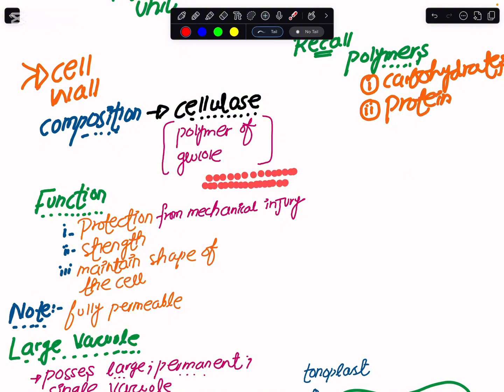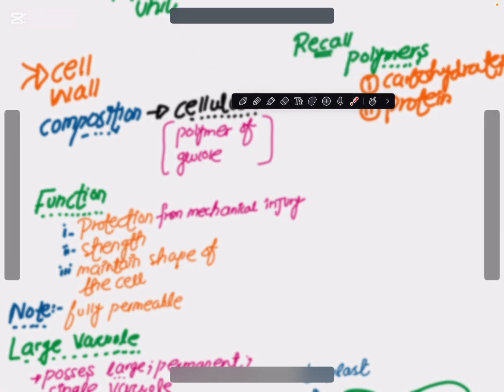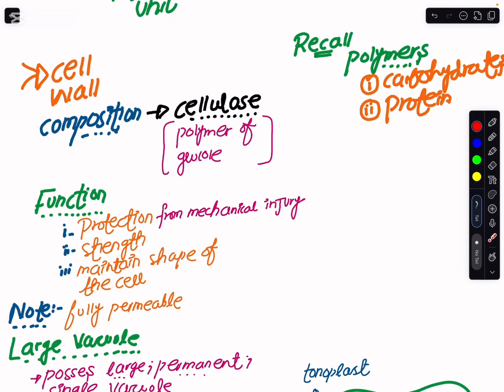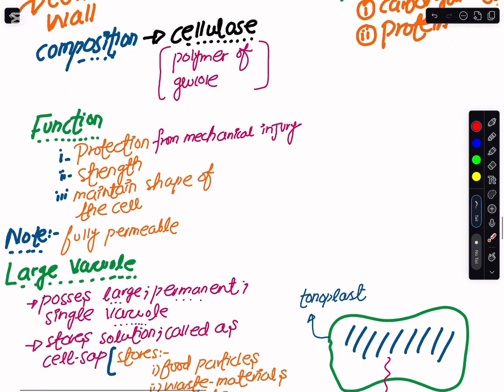we learned about glucose earlier in the case of respiration, where it was utilized for aerobic respiration. But plants make glucose by photosynthesis. These glucose molecules are linked with one another, and when they are linked, they make a complex sugar, and that complex sugar is cellulose, a polysaccharide, and that makes the cell wall.